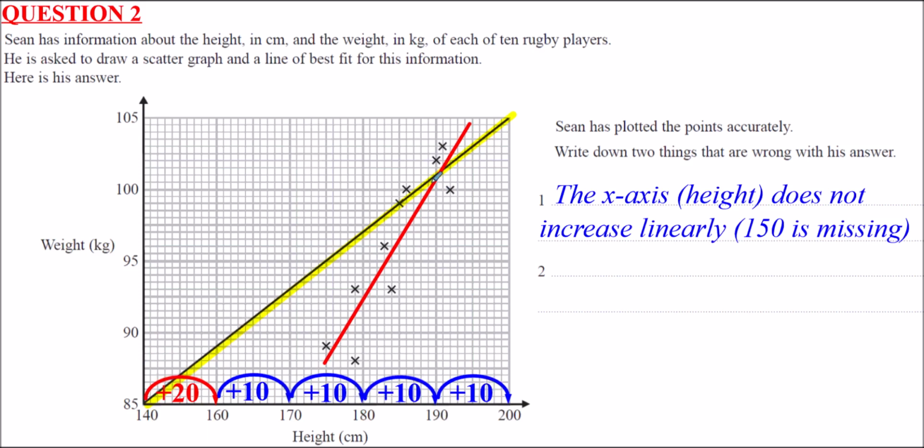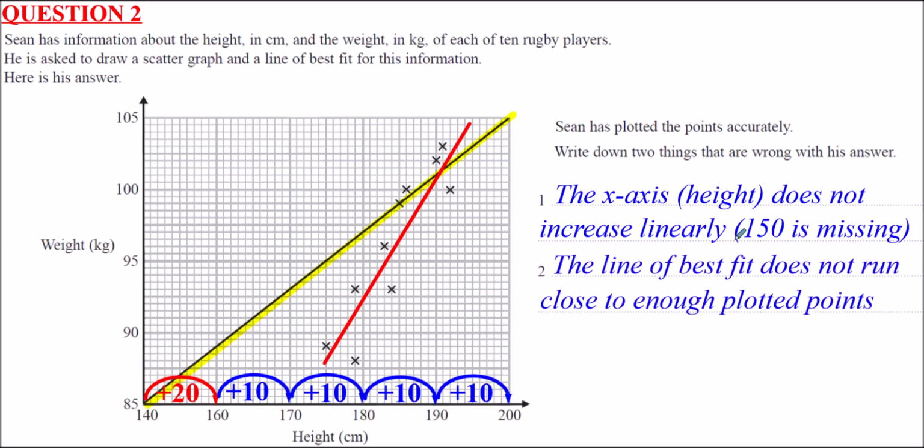So we just make a comment on the line of best fit not being very good. Something like this will do. The line of best fit does not run close to enough of the plotted points. Down here, for example, it's miles away from these two. So that line of best fit is just not very good. So the x-axis doesn't increase linearly, and the second point, line of best fit, isn't close to enough points.